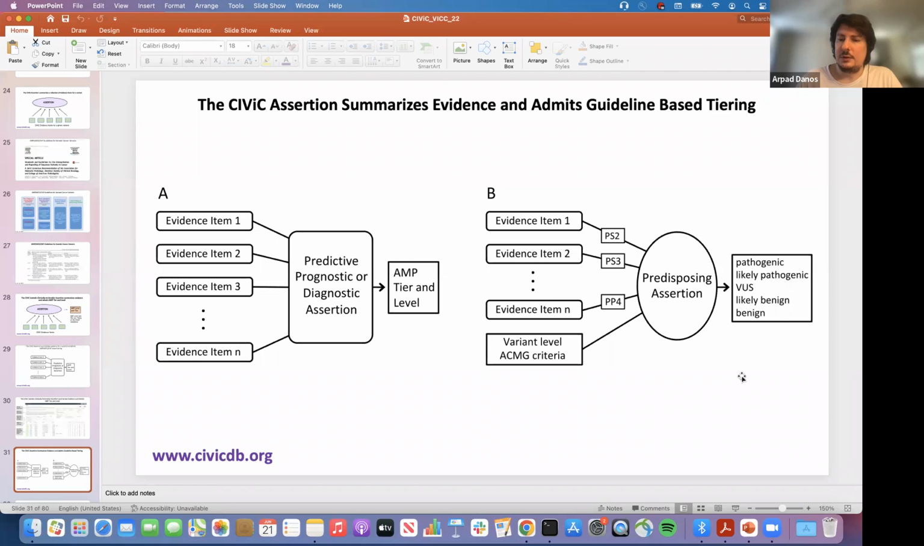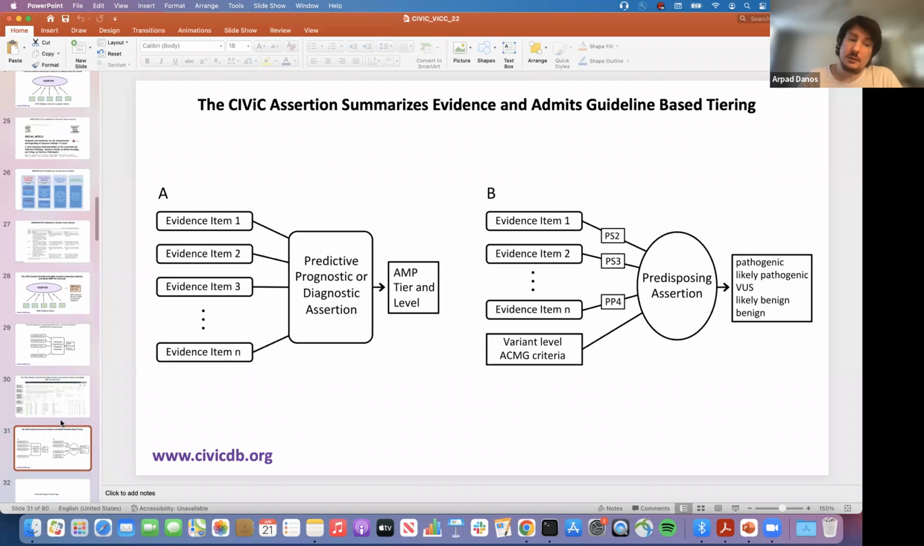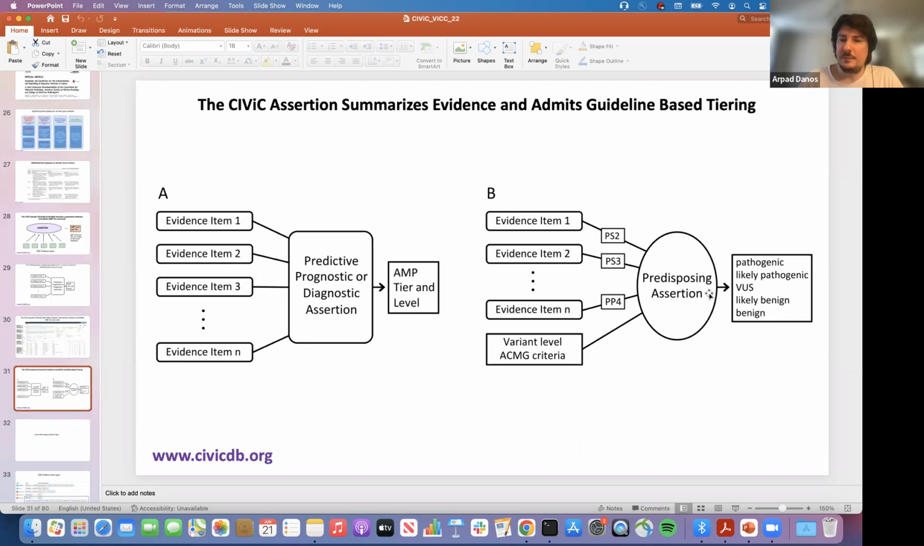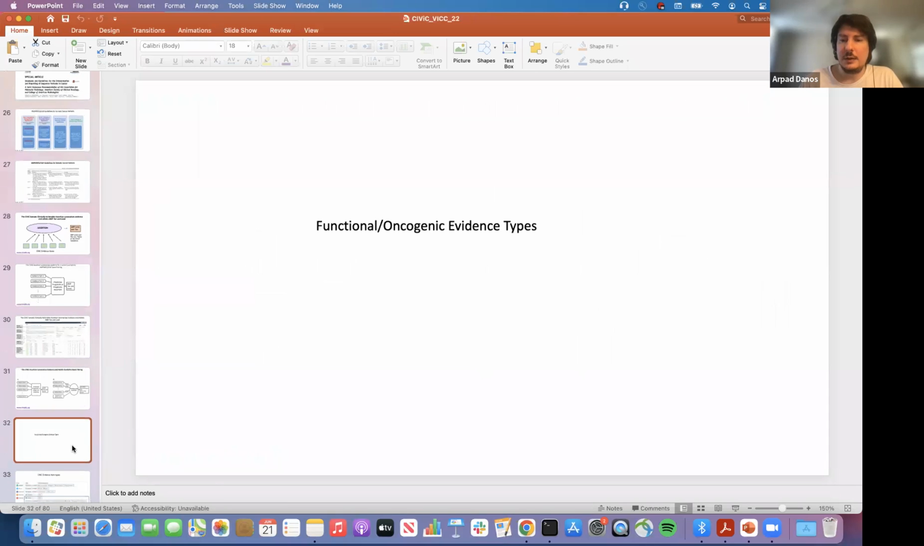And this assertion builds in the guidelines from 2015 Richards. And these are codes. You can tag evidence items essentially with codes for those who are familiar with this system. It kind of makes sense. It maps onto our assertion model very well, the way that they were thinking about tagging evidence. And that allows you to fold this into a predisposing assertion. But we're going to talk about assertions that follow this same mechanism quite closely.